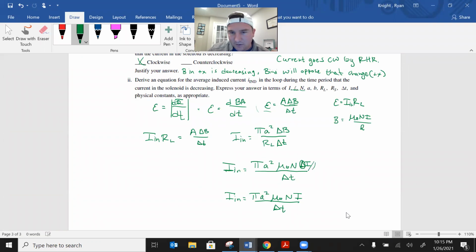I forgot the L actually, right? The L drops to the bottom. I forgot the RL too. RL, this comes with an L with it. So RL is still in the bottom and L drops down there too. So we end up with our I enclosed is equal to pi A squared mu naught N I over RL delta T L, as our equation for the enclosed or induced current.